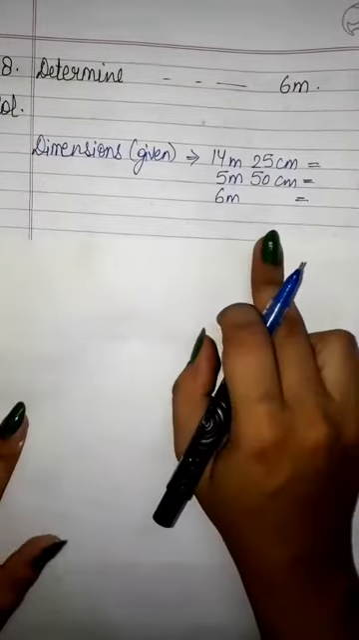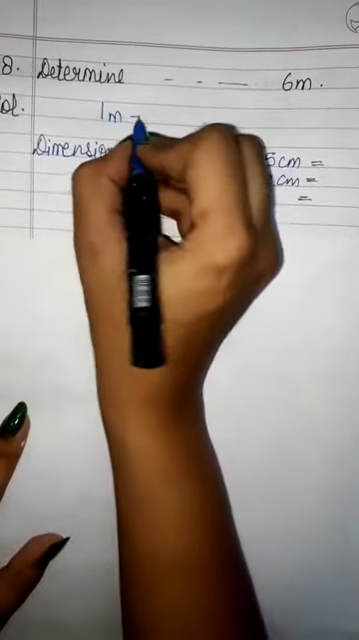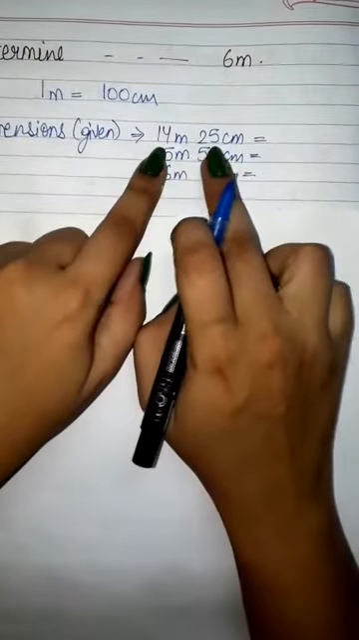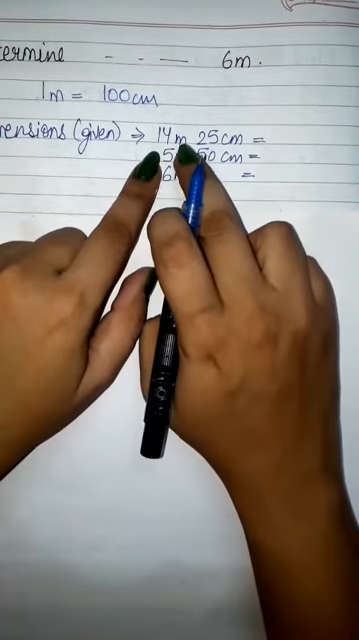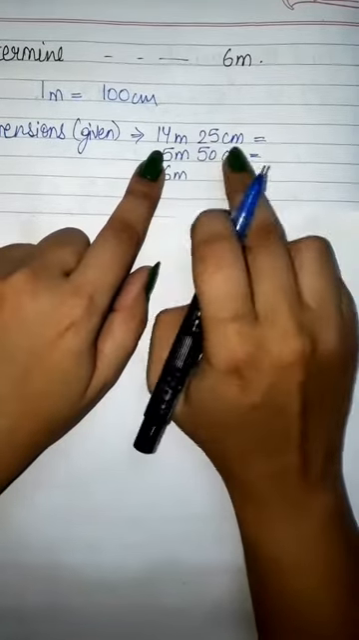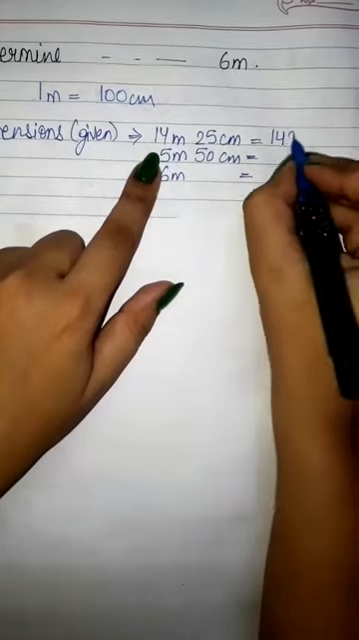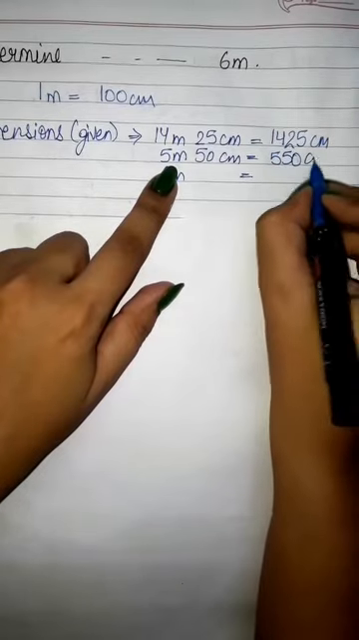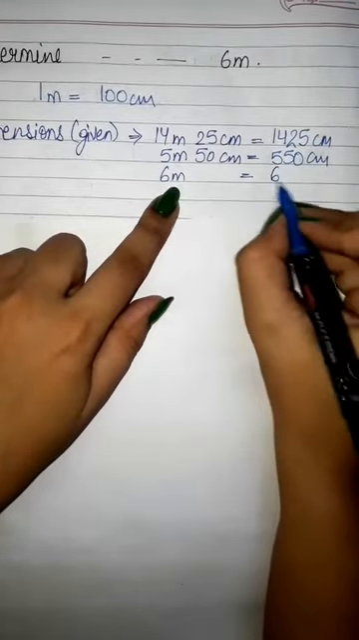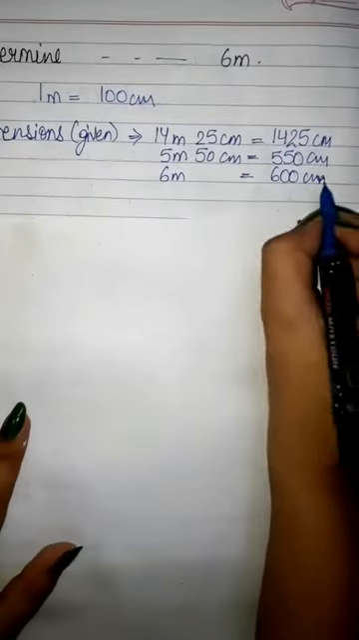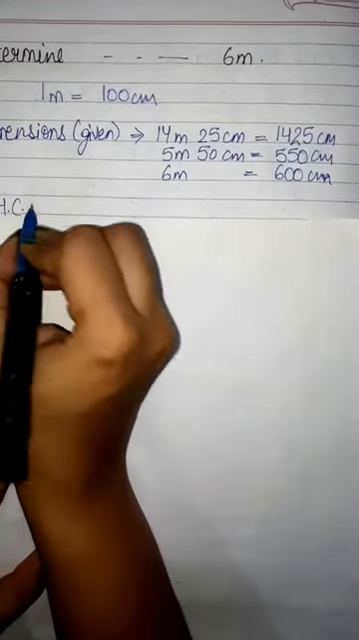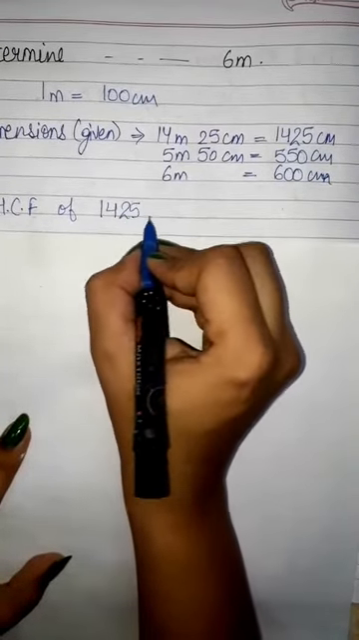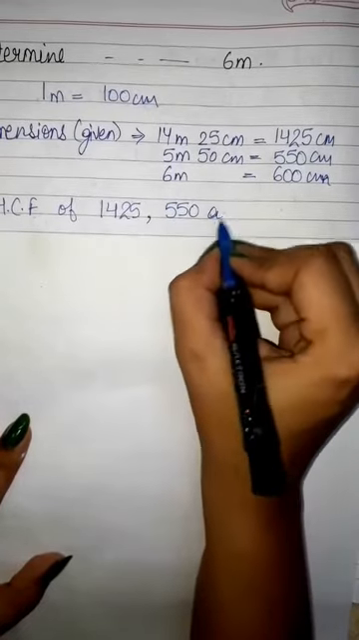See, these are the dimensions given. You know 1 meter is equal to 100 centimeter. So if we convert 14 meter 25 centimeter, this 14 will be multiplied by 100, it will become 1400 plus 25. So it will become 1425 centimeter, then 550 centimeter, and this 6 meter will become 600 centimeter. Now you have to find the HCF of 1425, 550 and 600.